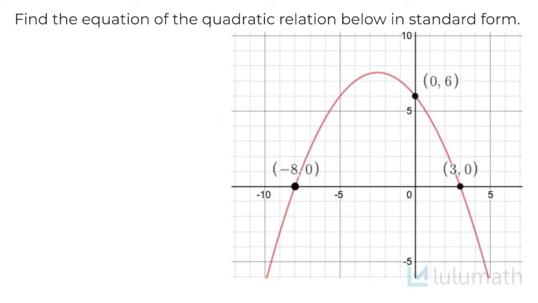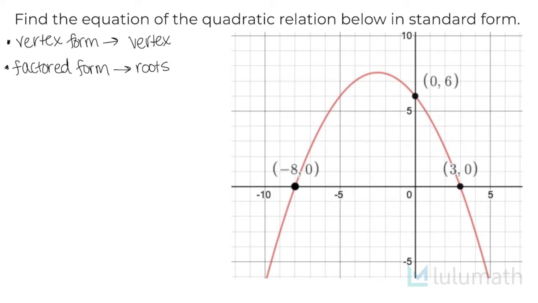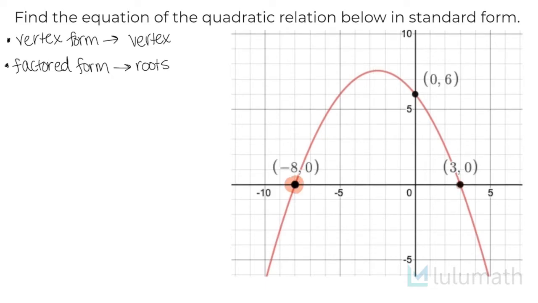In our next example, we're asked to find the equation of the quadratic relation below in standard form again. So just a reminder, we use vertex form if we're given the vertex, and we use factored form if we're given the roots. Now the vertex is here, and it's not really clear exactly how much it is, so we're not going to use vertex form. We are, however, given the roots, so we will use factored form.